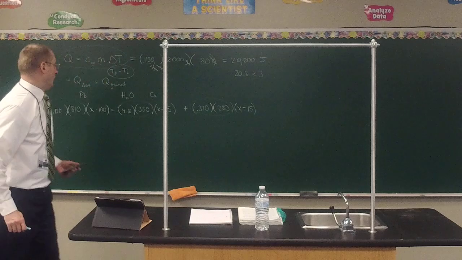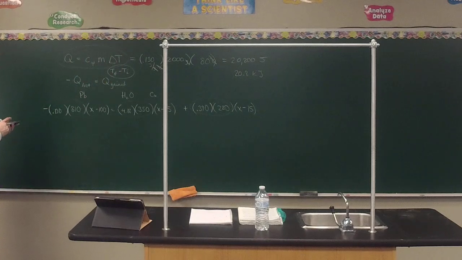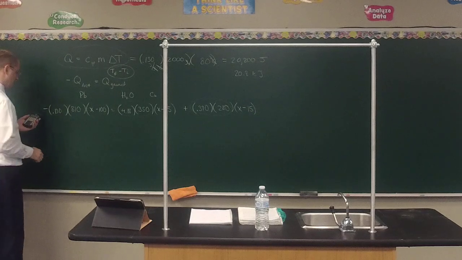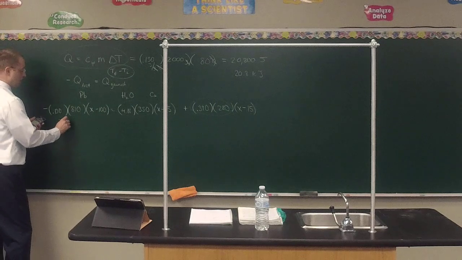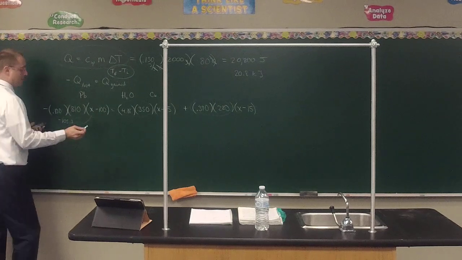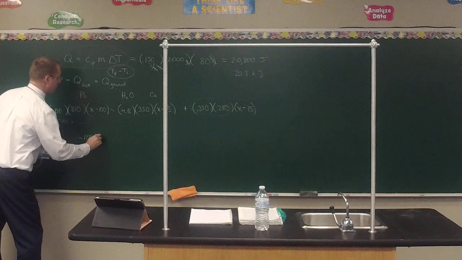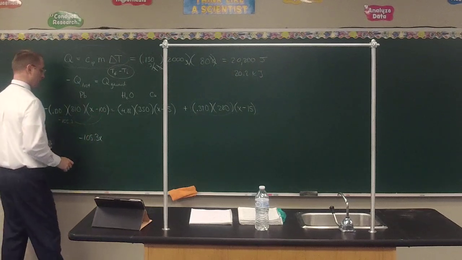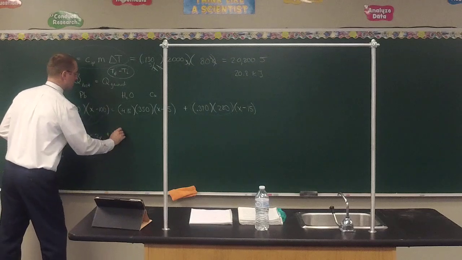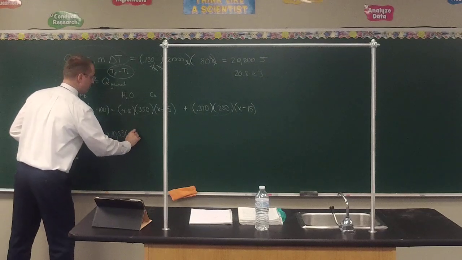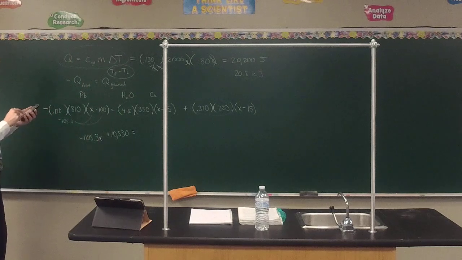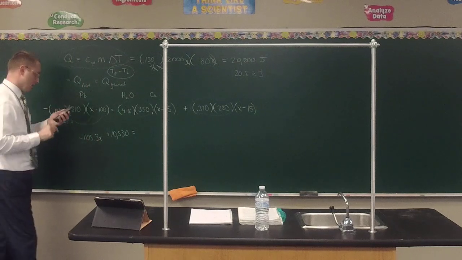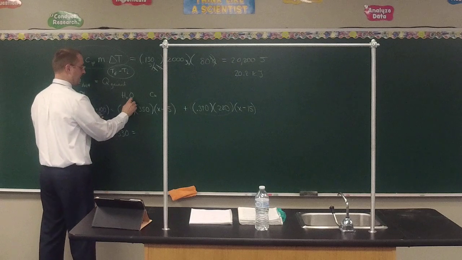So let's start on the losing side, the lead. Let's see. And what ends up getting distributed here? 105.3. A negative 105.3. Obviously, if you multiply that by x, it's negative 105.3x. If you multiply it by negative 100, though, it becomes positive 10,530. On the other side, we're going to multiply the 4.18 by the 350 to get 1,463.